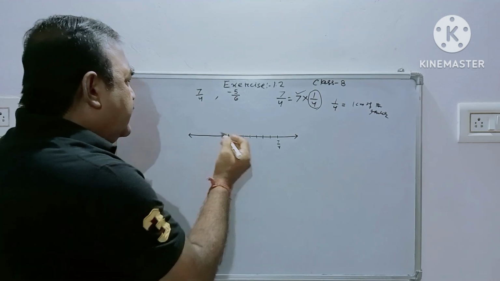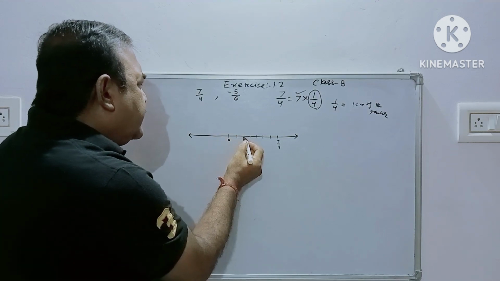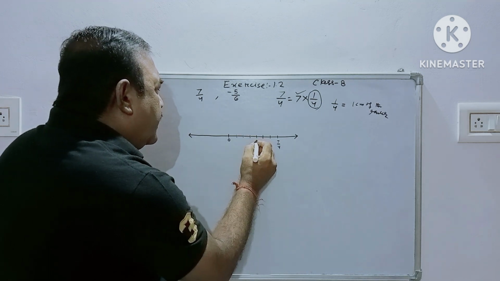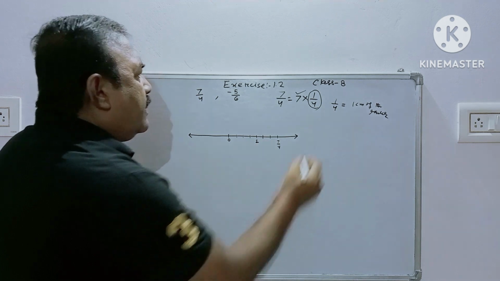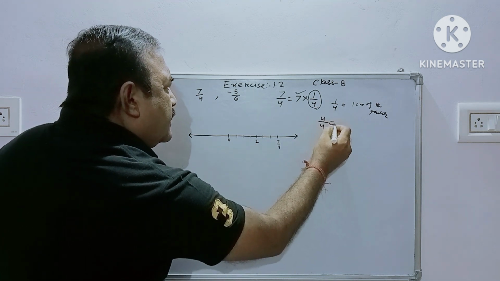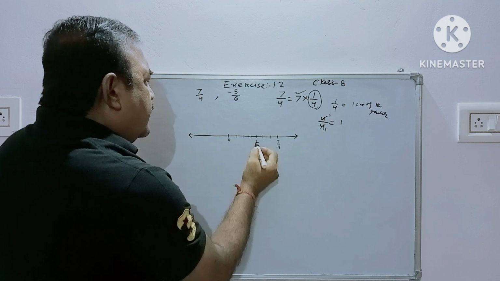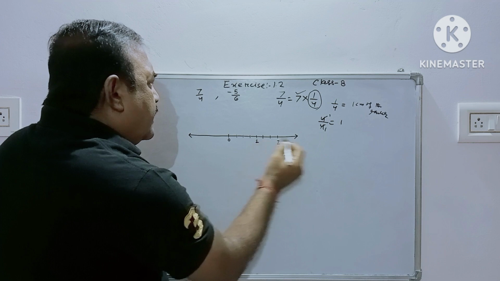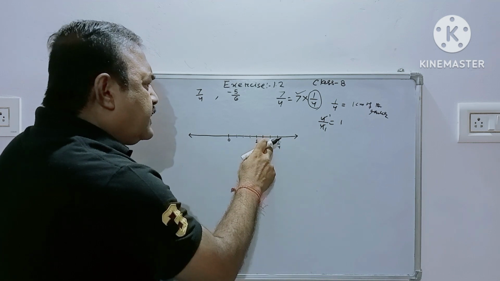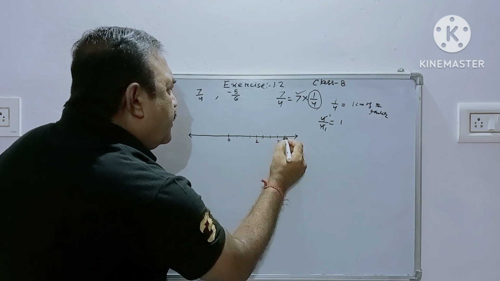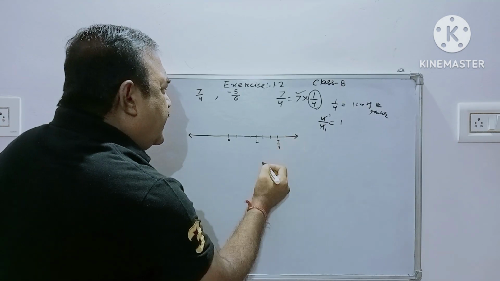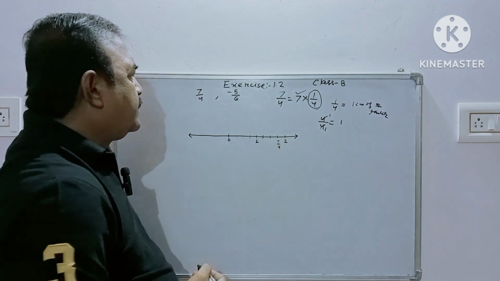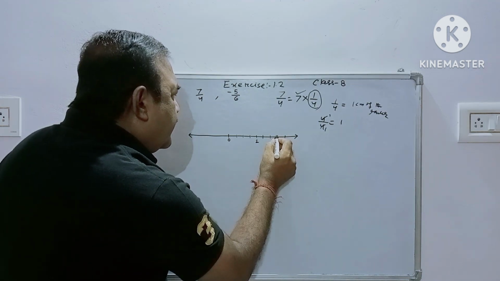How you see? This is 1 upon 4. This is 2 upon 4. This is 3 upon 4. This is 4 upon 4, that is 1. Next, 4 plus 1 upon 4, that is 5 upon 4. And 5 upon 4 plus 1 upon 4, that is 6 upon 4, that is 7 upon 4. And if you do next 1 centimeter you take and you write here, you give your mark, that is 8 upon 4, that is 2. So you may show here, this is 7 upon 4.